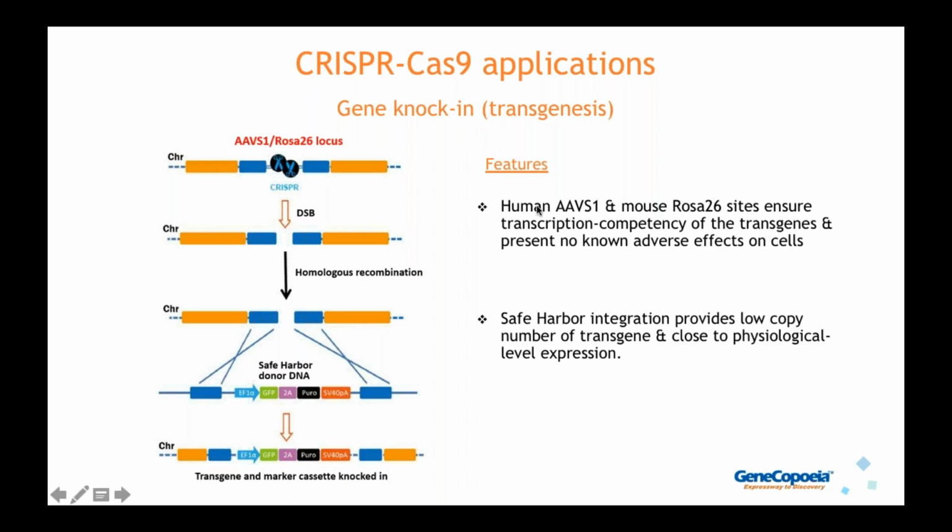But another way to do that is to use the human and mouse safe harbor sites. These are particular sites in the human and mouse genomes that ensure transcription competency and where insertion has no known adverse effects on cells. So safe harbor integration provides low copy number of the transgene and close to physiological levels of expression.